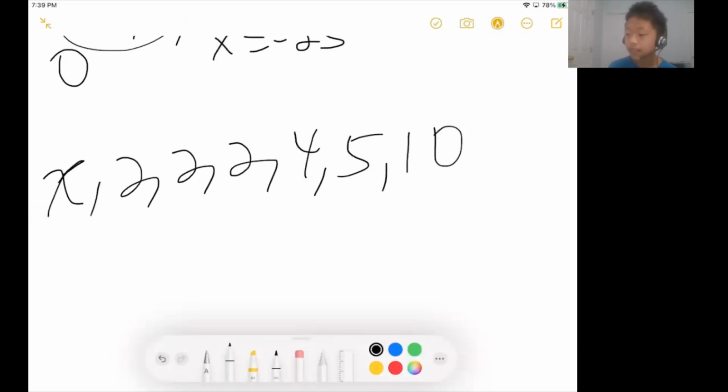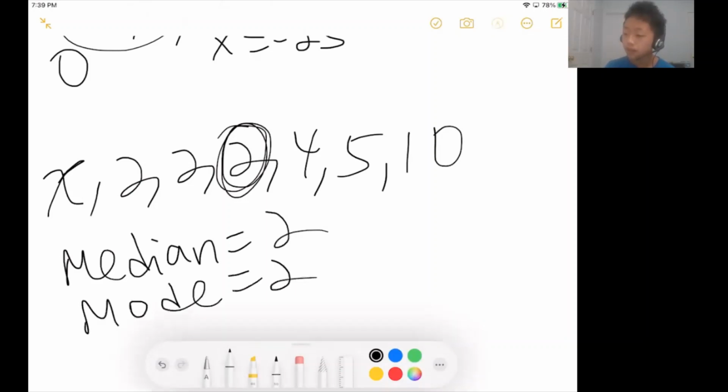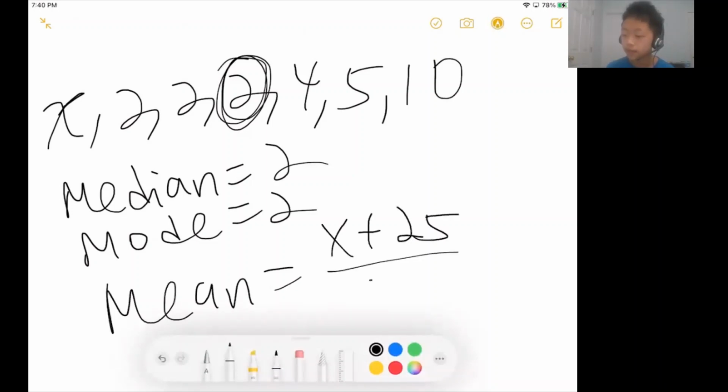So in this case, the median is going to be 2 instead of 4. The mode doesn't change; the mode is also 2. And the mean we already calculated also doesn't change. It's (x + 25)/7.